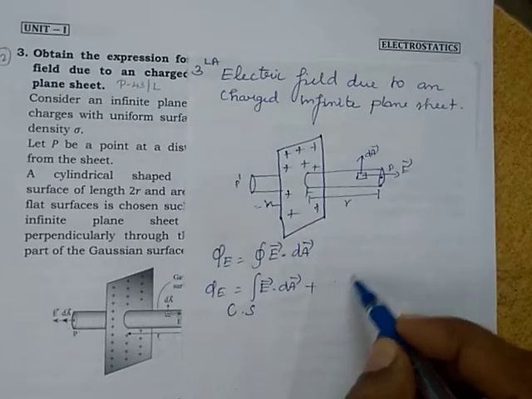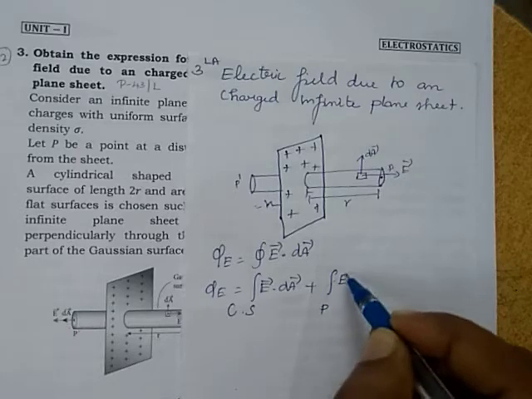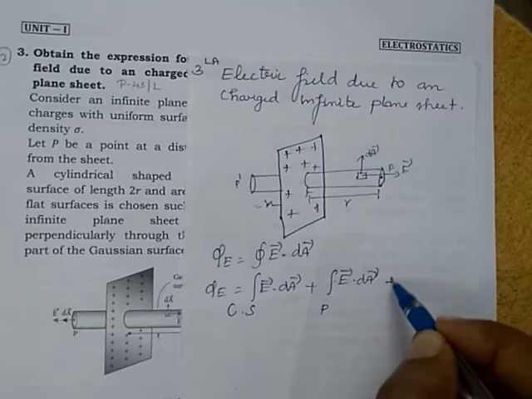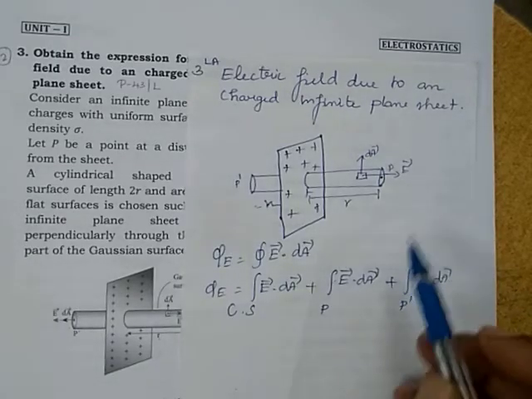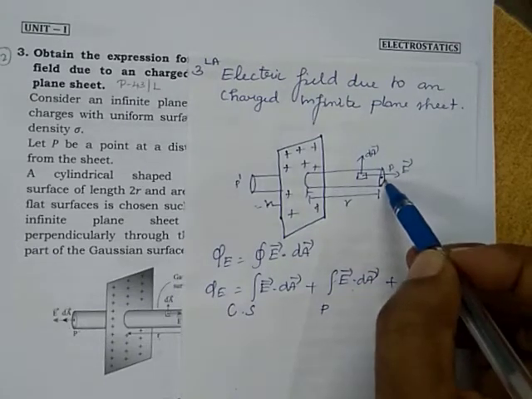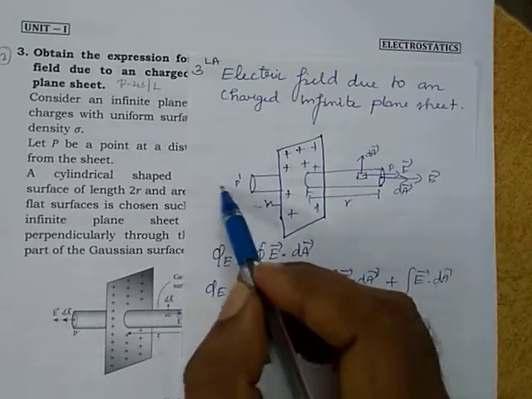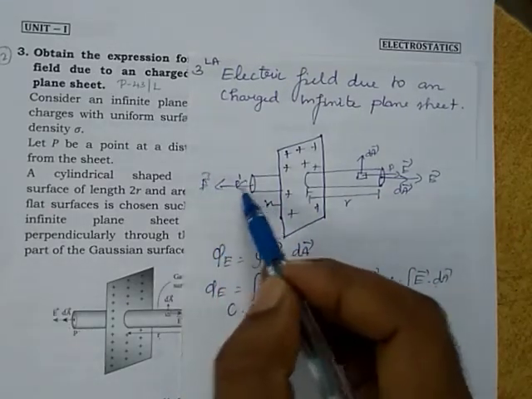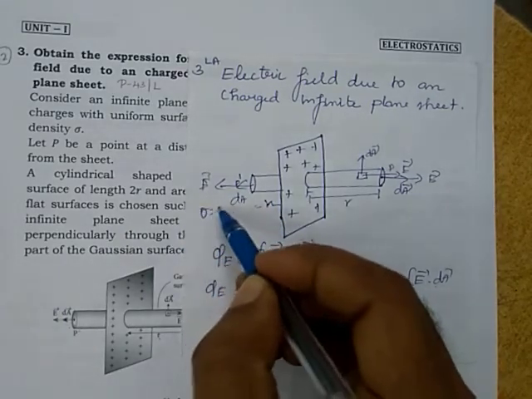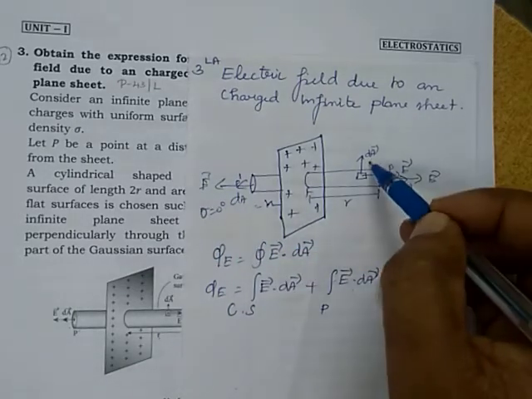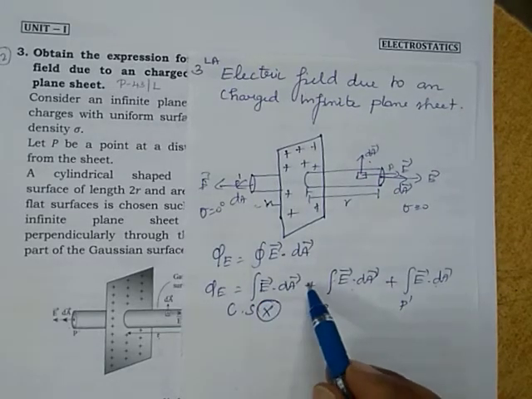First of all the right surface, that is P, E vector dot dA vector. Then the left surface, that is E vector dot dA vector, that is P dash. Here for these two, the angle between the electric field and area vector will be 0. The electric field and area vector are along the same axis, so theta will be 0. For the curved surface theta will be 90 degrees, so this will be cancelled, because E dA cos theta, cos 90 will be 0.